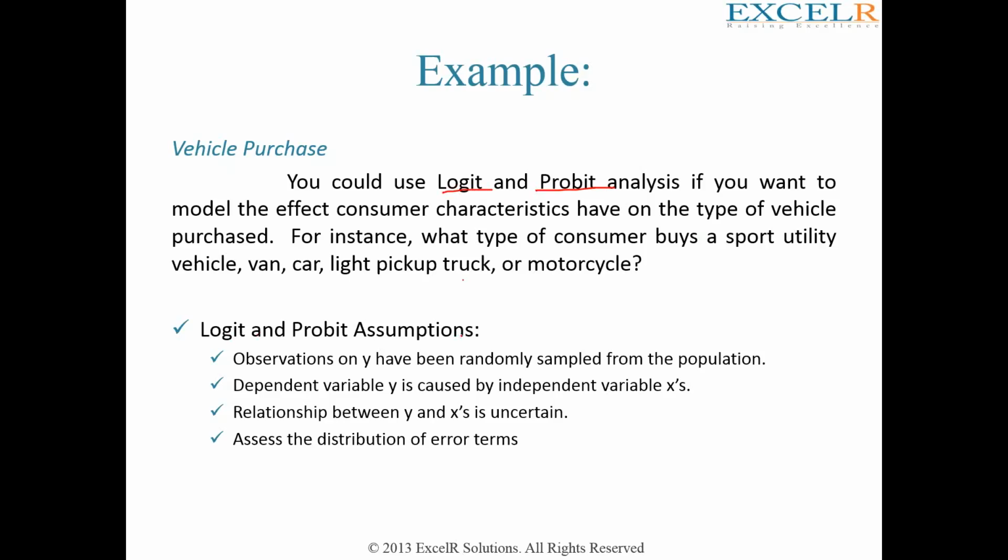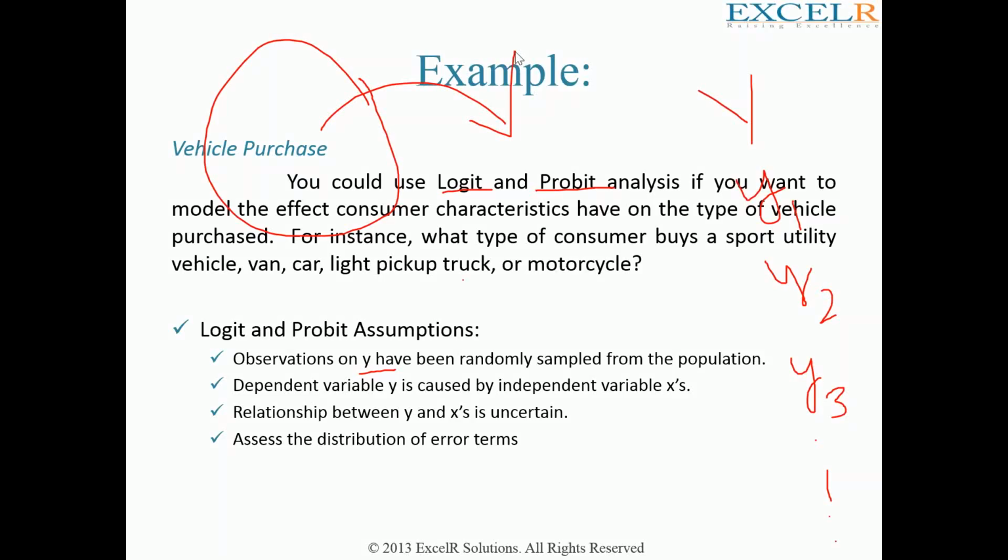Logit and Probit assumptions, right? Assumptions are extremely important. You need to remember those. Observations on Y. What do you mean by observations on Y? I have the mean Y, and then I have this dependent variable Y. Within that, I have multiple observations, which is Y1, Y2, Y3, Y4, so on and so forth, right? These are all your observations. Observations on Y have been randomly sampled from the population. Say a population, you're randomly choosing them, kind of, right?